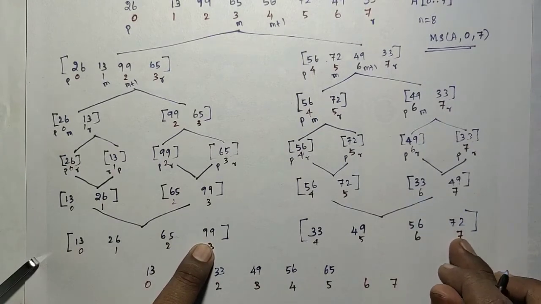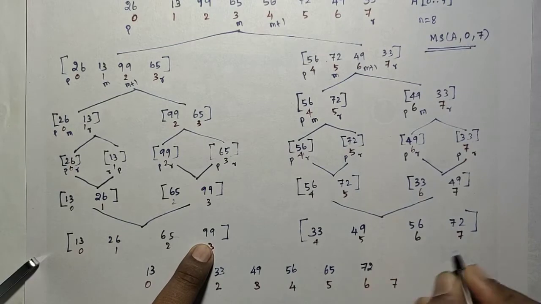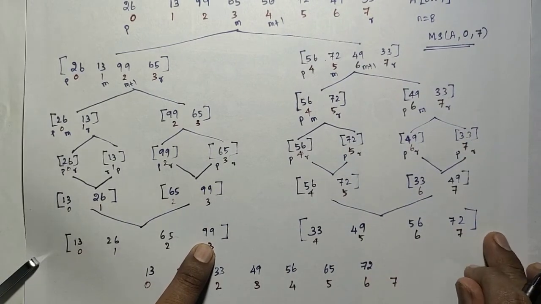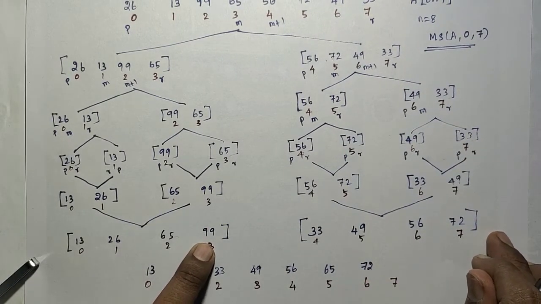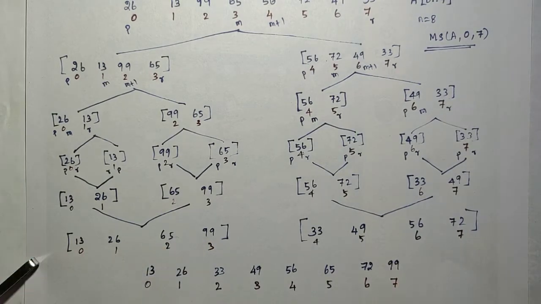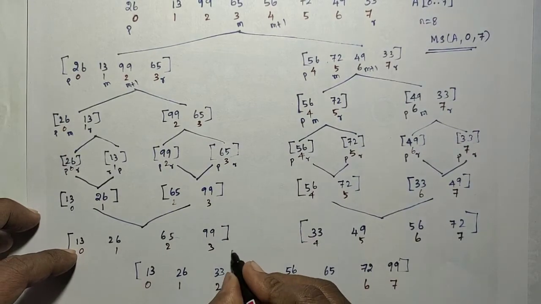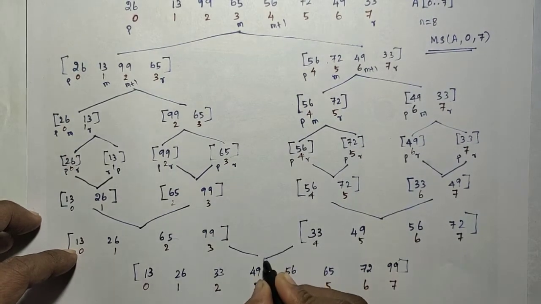Now 99 and then what? 72. 72 is minimum. Put it here. And increment this alone. Here in this position we need to assume that some maximum infinity number is there. So I need to compare 99 with what? Infinity. 99 is the minimum. So 99 will be put here, so that the entire array is getting sorted by merging these two.